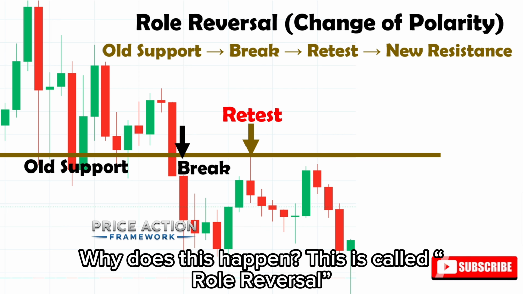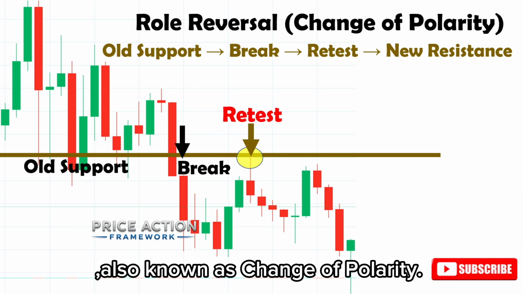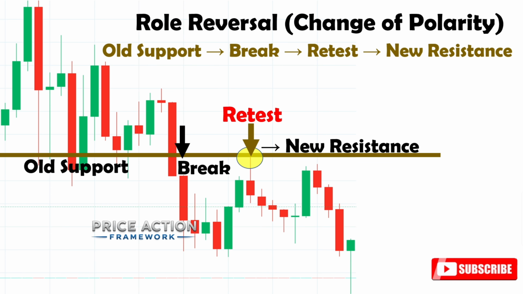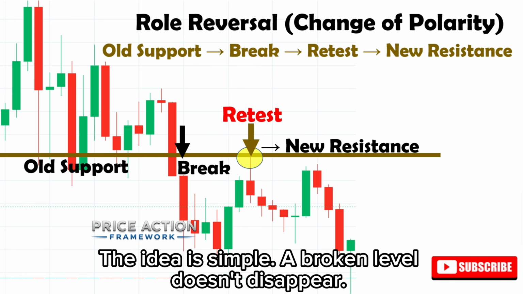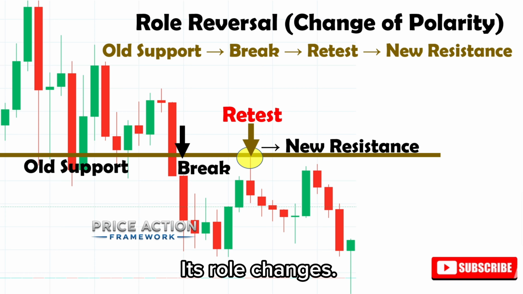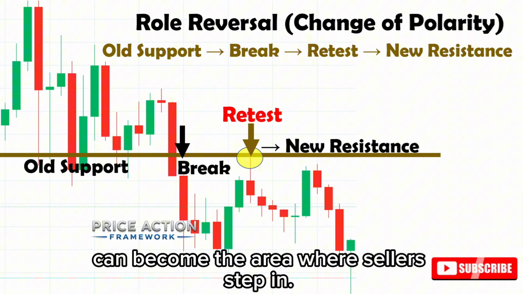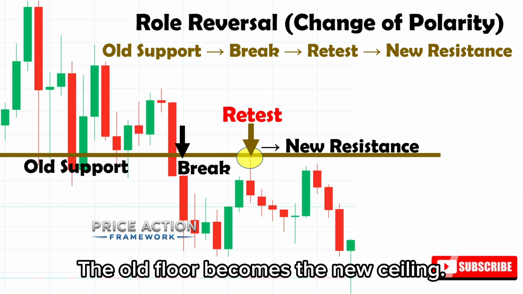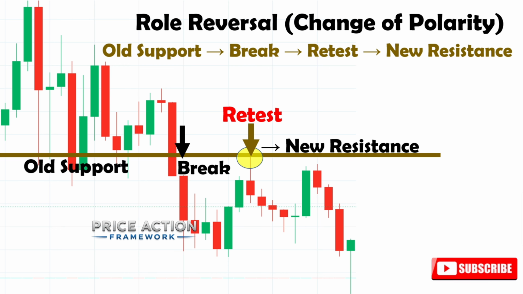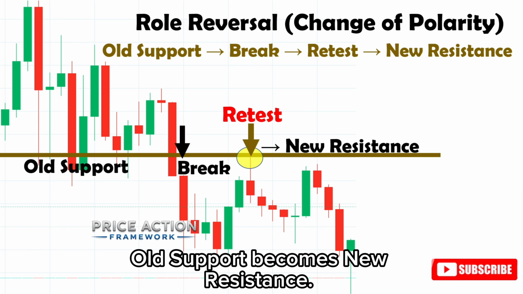This is called role reversal, also known as change of polarity. The idea is simple. A broken level doesn't disappear, its role changes. The area where buyers once defended can become the area where sellers step in. The old floor becomes the new ceiling. Old support becomes new resistance.